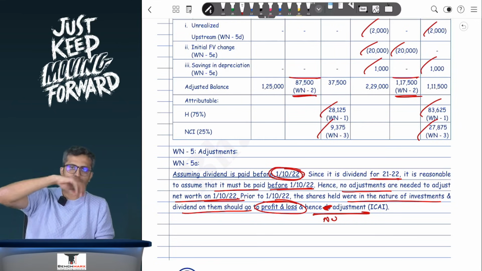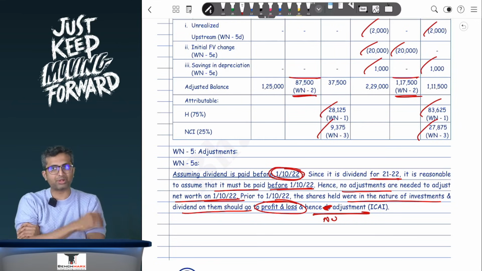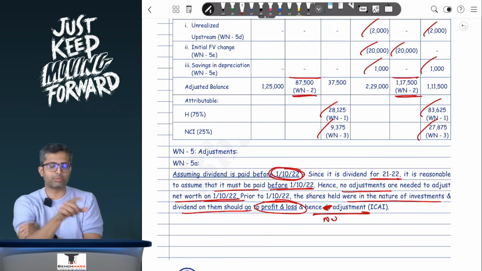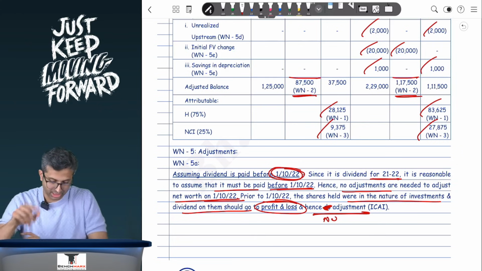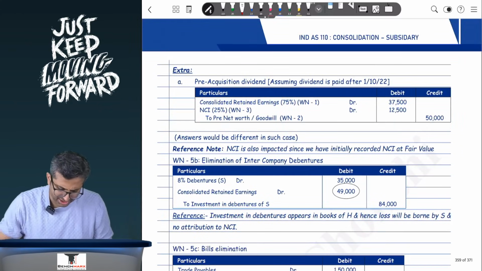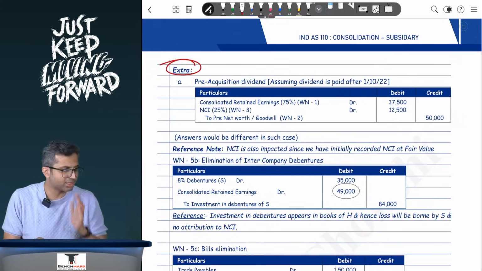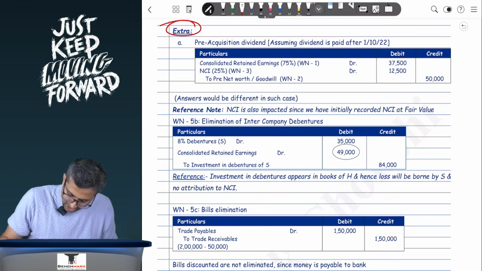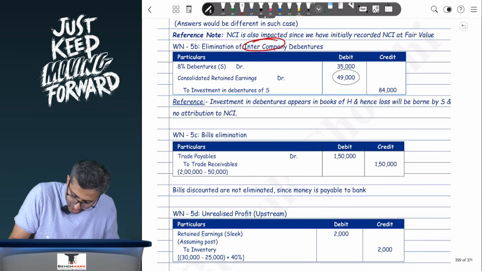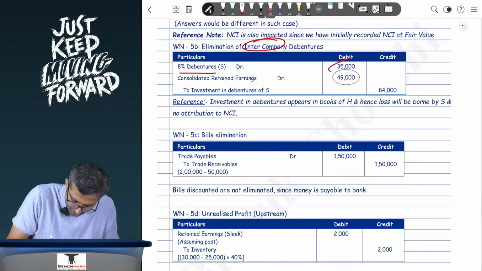dividend from, so P&L account debit for the 75% stake, N.C.I. account debit because this was full goodwill, to let us say pre-acquisition net worth if it was after. So we have discussed it separately as an extra point. I am not discussing it right now for keeping it more focused. Next, we have elimination of intercompany debentures. 8% debentures are 35,000, investment is 84, and this will go to consolidated earnings.